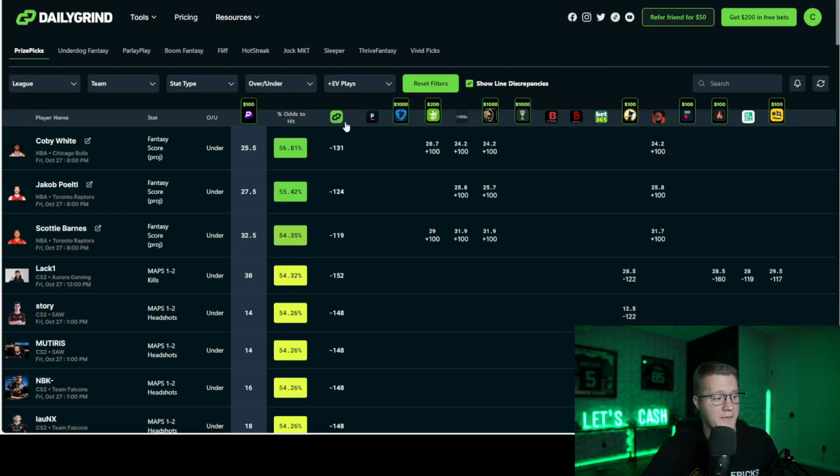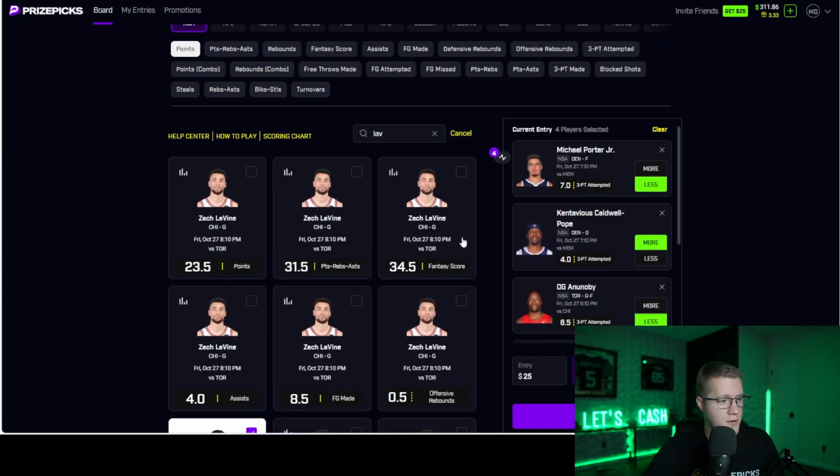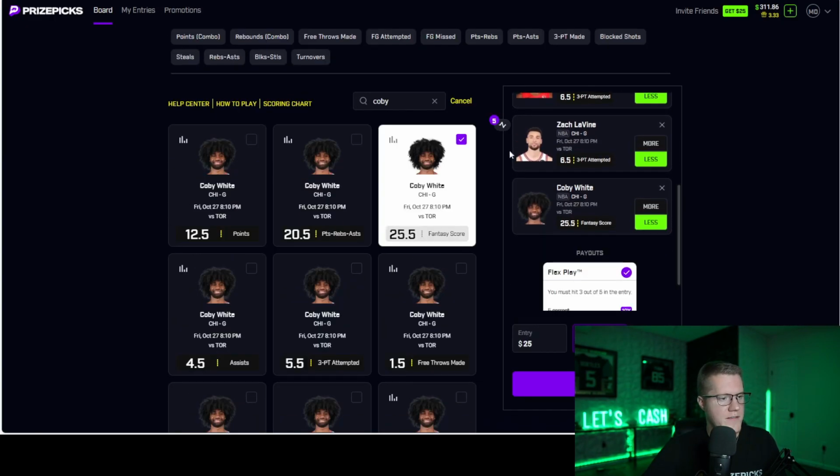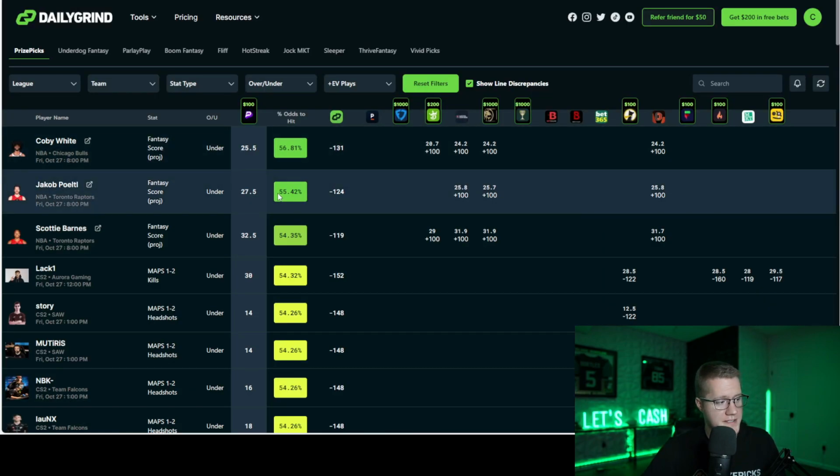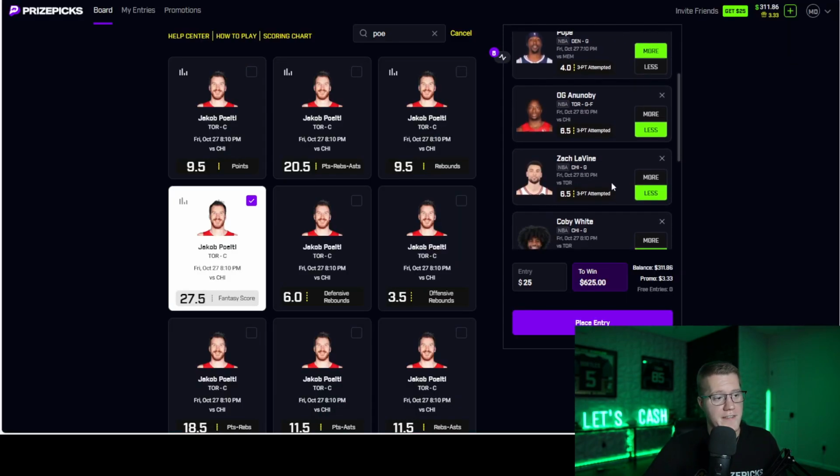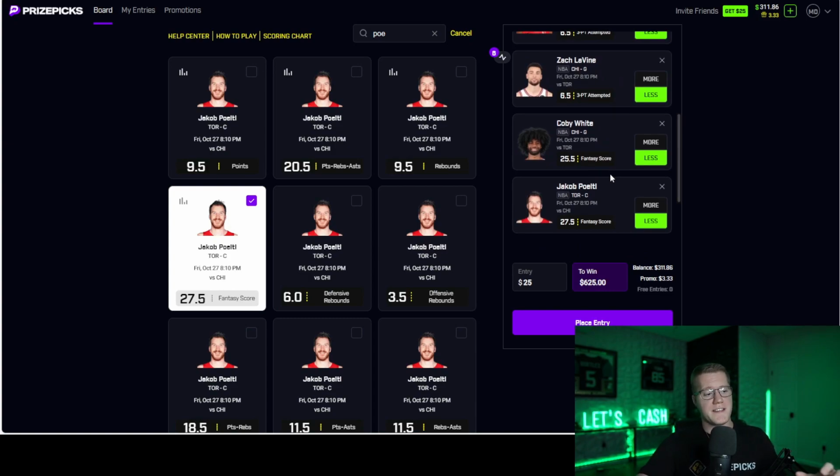And actually, it looks like some fantasy scores just popped up. So what we can do here is throw in Kobe White under fantasy score from the optimizer. And we can even throw in Jakob Hurtl under fantasy score because it's above that threshold. And yeah, we just found a nice 6 flex here. According to the market, this is going to be a mathematically profitable slip in the long term.